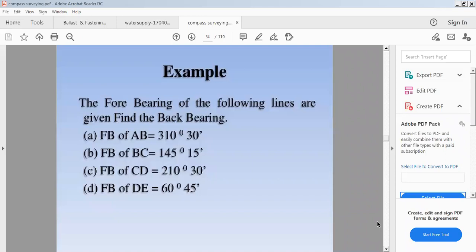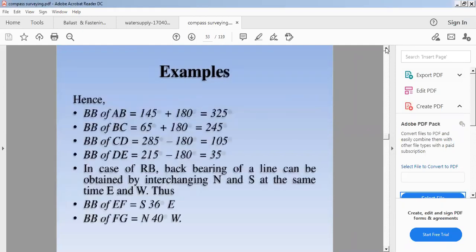So whatever we have done in the last lecture, that is clear. If you have any doubt, you can ask, then we can proceed. Whatever numerical we have done in the last lecture, you have completed, regarding back bearing and reduced bearing, whole circle bearing. Nitish, yes, sir.